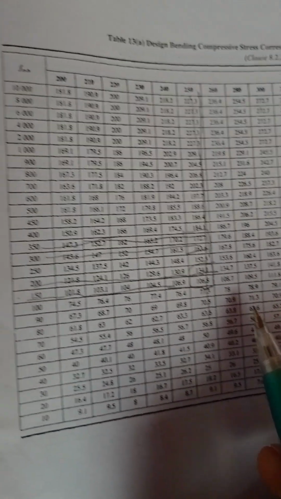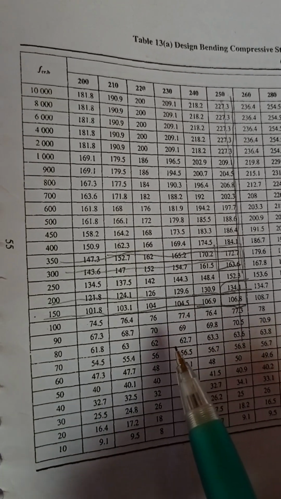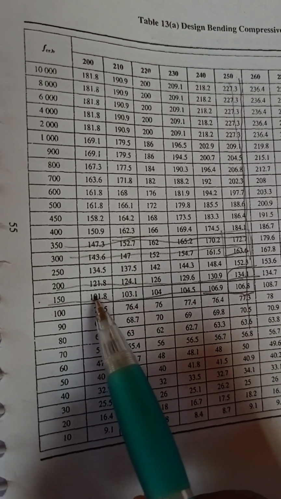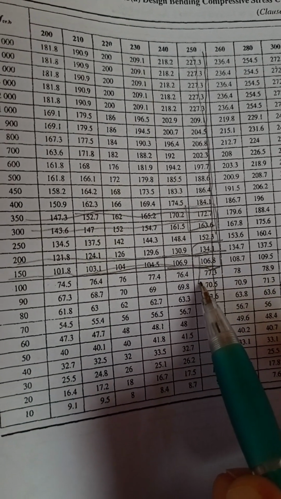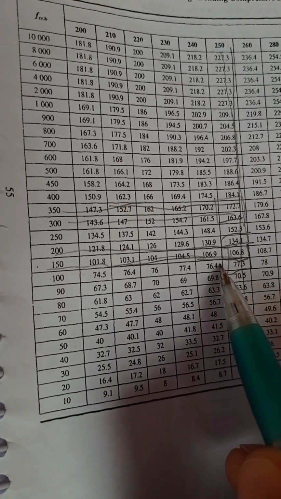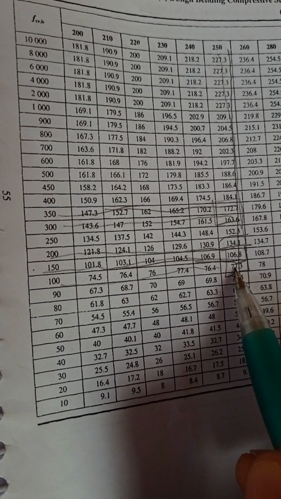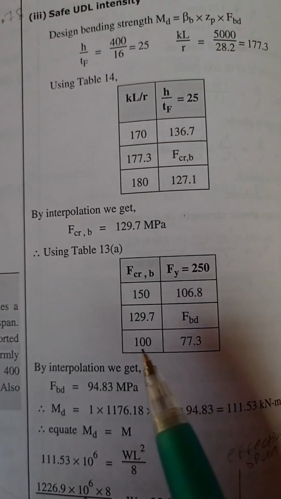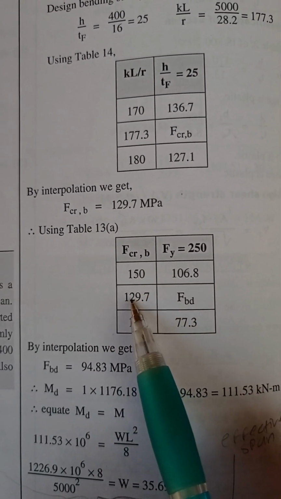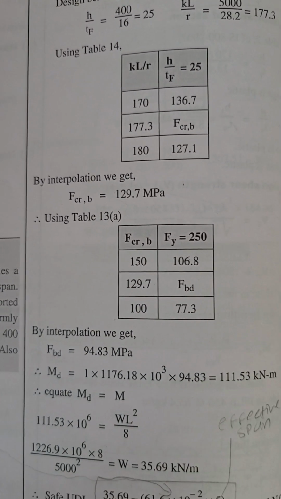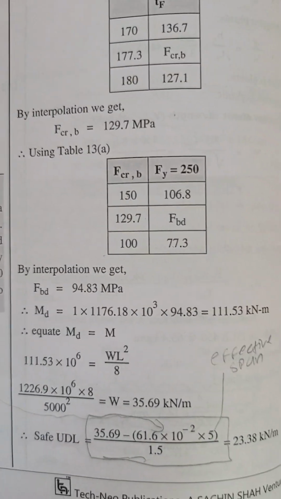our FCR here is calculated as 129.7. So it will be in the range between 150 and 100. This value and this value are what we need. So 106.8 and 77.3 are what we need to put for 150 and for 100. And what you want to find at is 129.7. Use the same trick of interpolation and you will get the value of FBD.